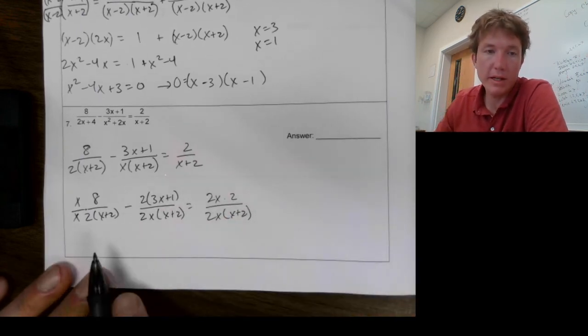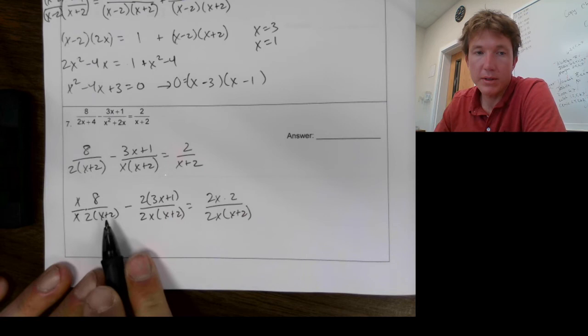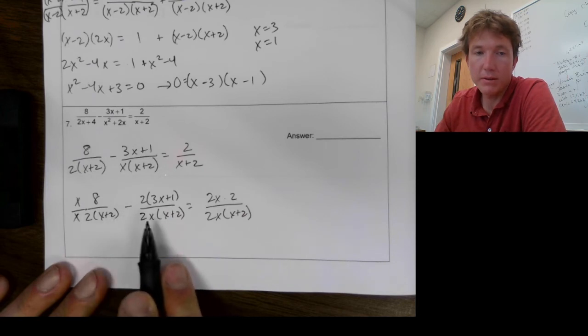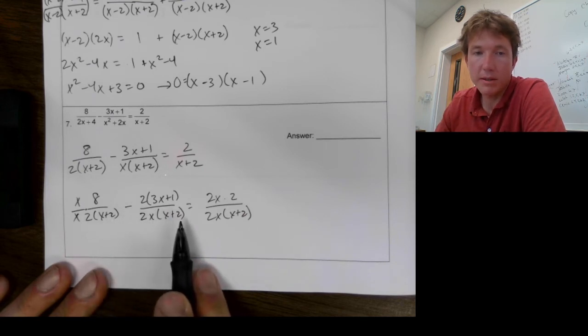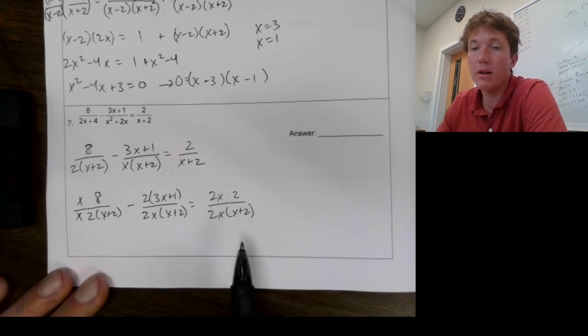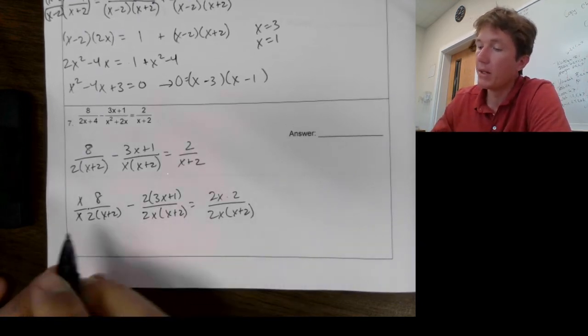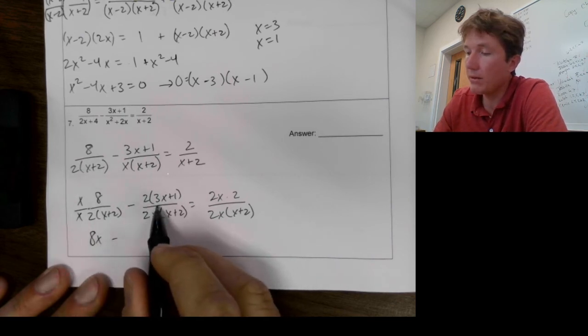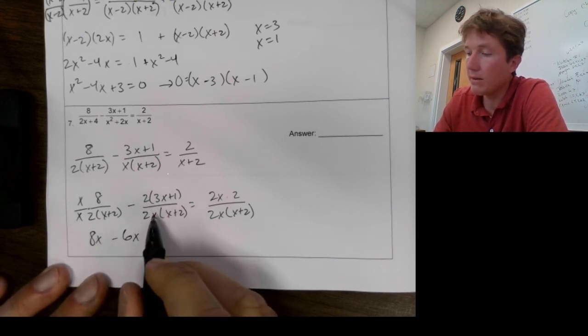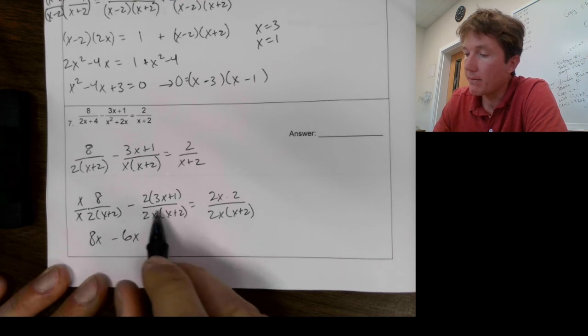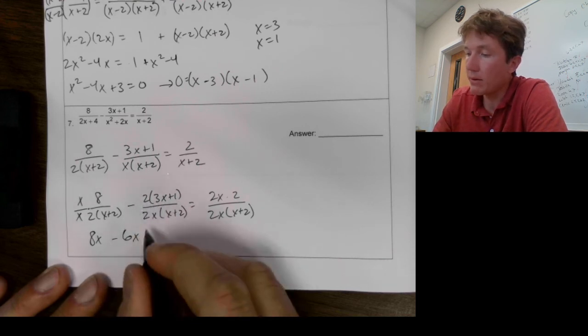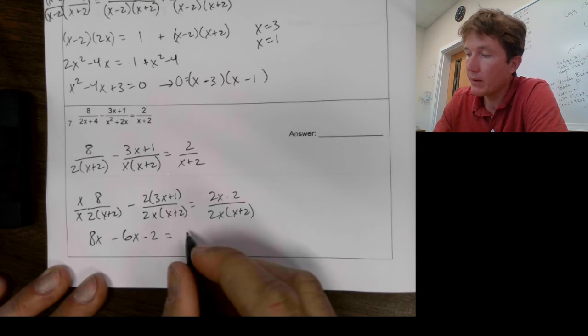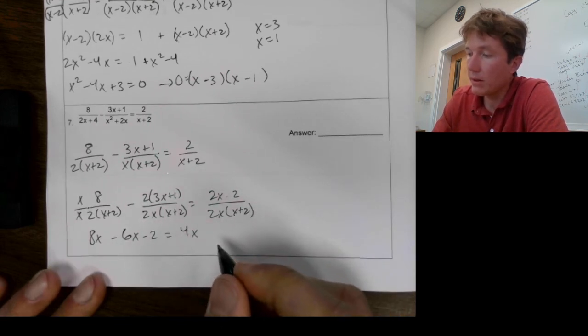So as you can see, I now have x times 2 times x plus 2, 2x times x plus 2, 2x times x plus 2. All the bottoms are the same. So now they can go away. I'm left with 8x minus, I'll distribute, that'll be 6x. I'll distribute 2 times 1, don't forget the negative, equals 4x.